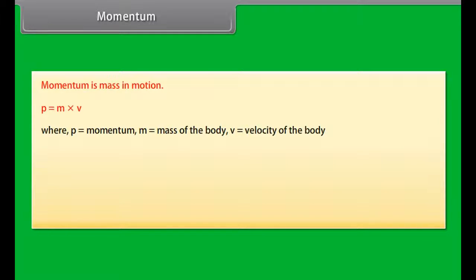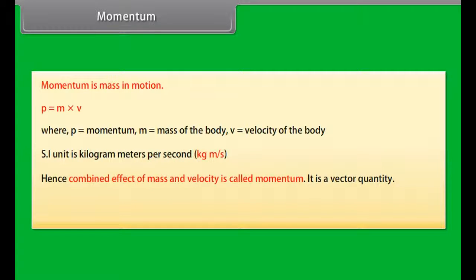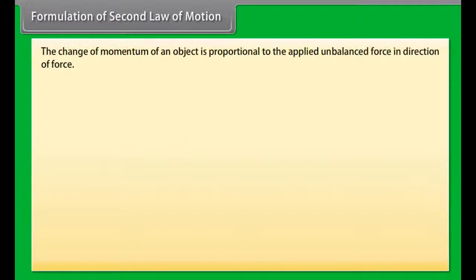Application of Newton's second law of motion. A cricket player lowers his hands along with the ball to catch it because the acceleration of the ball gets reduced and hence an overall smaller force is applied to stop the ball and no injury is caused to the hands of the player. Momentum. Momentum is mass in motion.